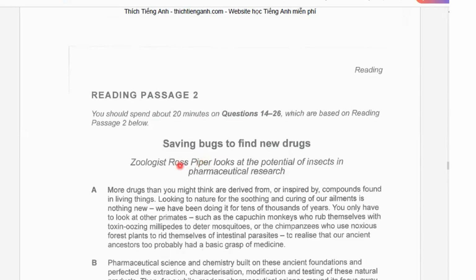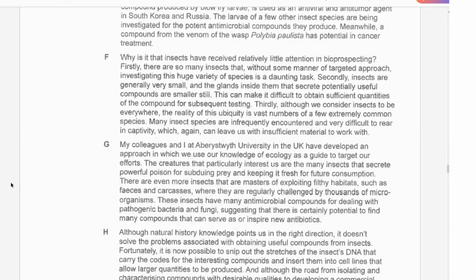Can you see where they are hiding the keywords? Can you see IELTS examiners, the way they are hiding keywords for us? Ross Piper is not showing up at all in the passage. He's showing up underneath the title. Can you see? Trick. All right, so let's go on. So Ross Piper wrote this passage.